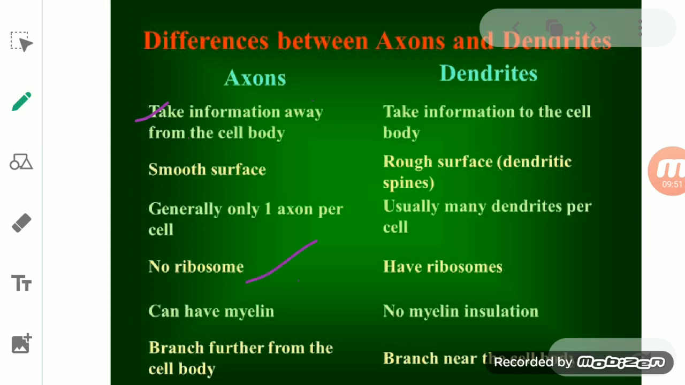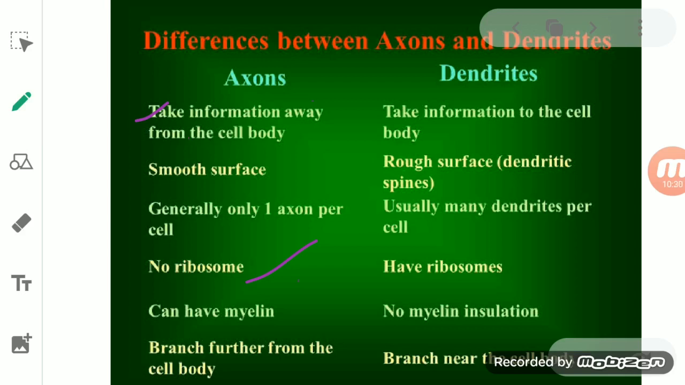Ribosomes: you know that in the axon there are no ribosomes present, but the dendrite contains ribosomes, which are also known as Nissl granules. So Nissl granules as well as neurofibrils are both present in the dendrite, while in the case of an axon, Nissl granules are absent, although neurofibrils are present. So Nissl granules are absent in the axon, while in the dendrite they are present.